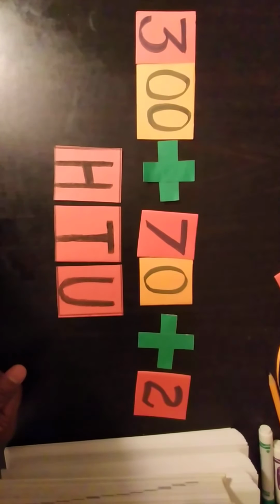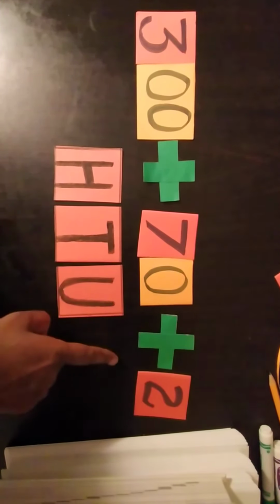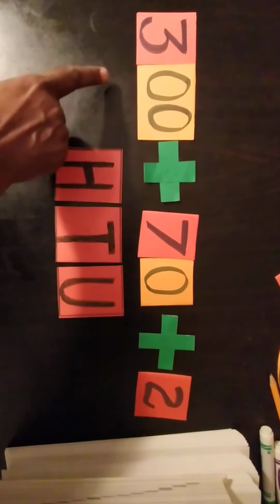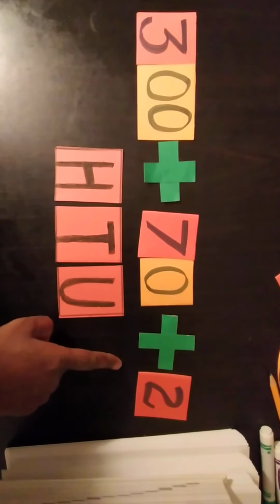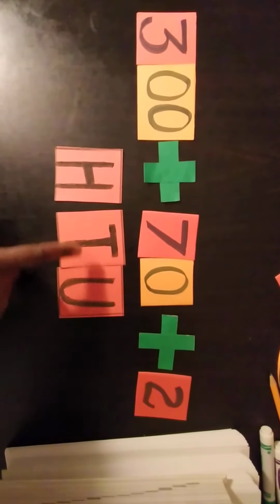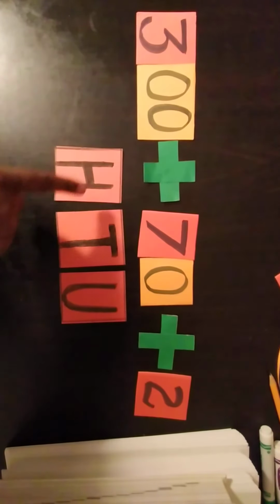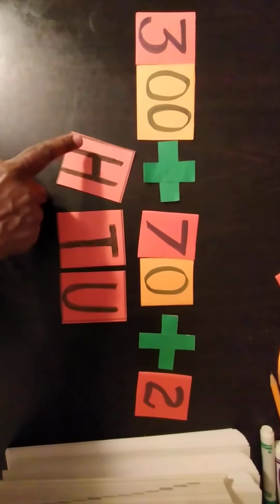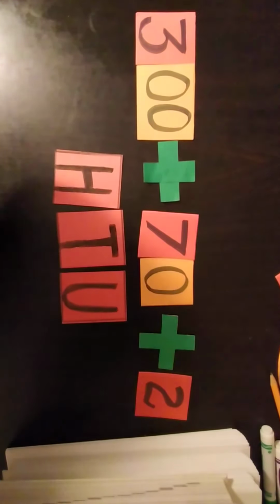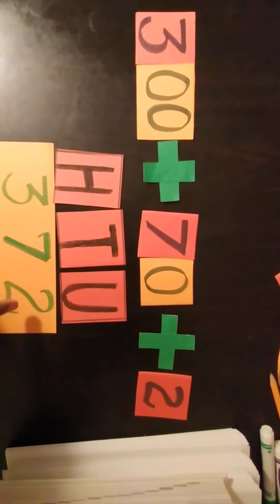Let's try another example now. Here you can see 370 and 2. 3 in hundreds place, 70 and 2. Now what I need, I have already got my place cards in order. So now I just need to arrange 3 in hundreds place, 7 in tens place, and 2 in units place. So here we are, 372.